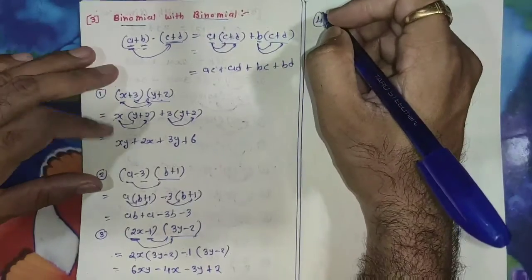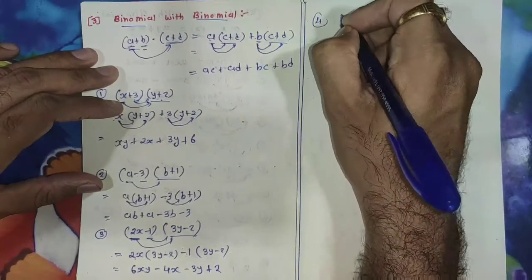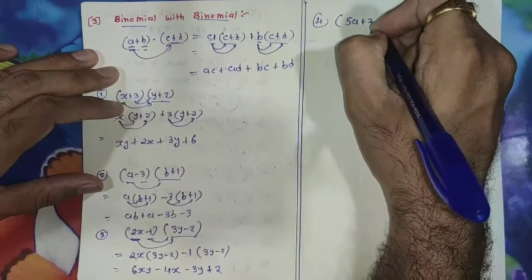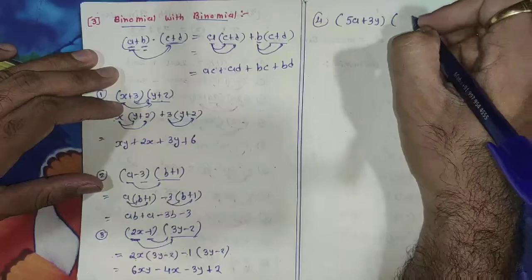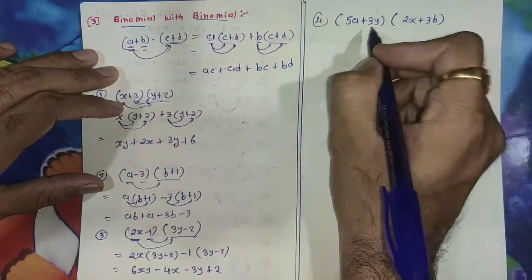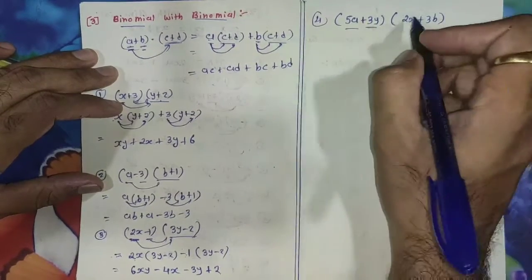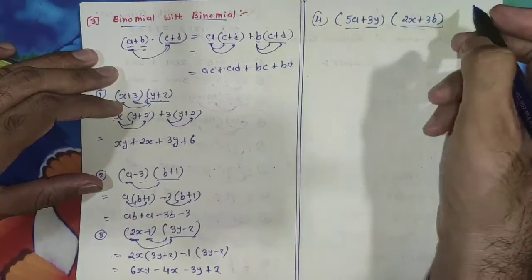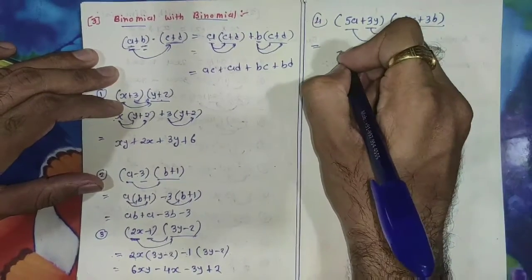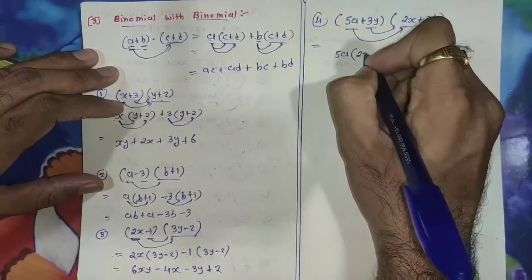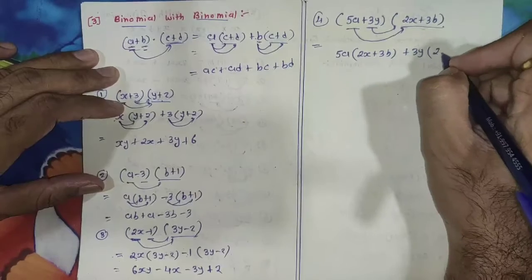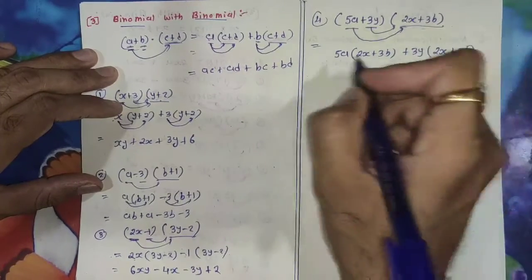Let's try one more sum, fourth, in which we have to multiply 5a plus 3y with 2x plus 3b. So binomial with binomial, first term, second term, multiply both terms with the second binomial. So that can be performed by multiplying this one with this entire bracket, 3y with the entire bracket. So it's 5a into 2x plus 3b plus 3y into 2x plus 3b.